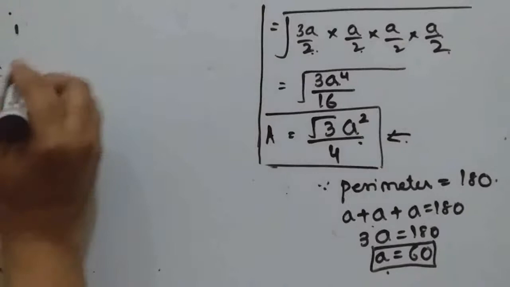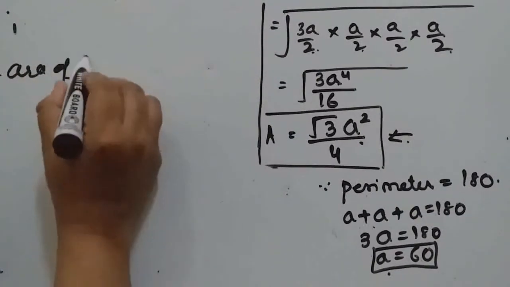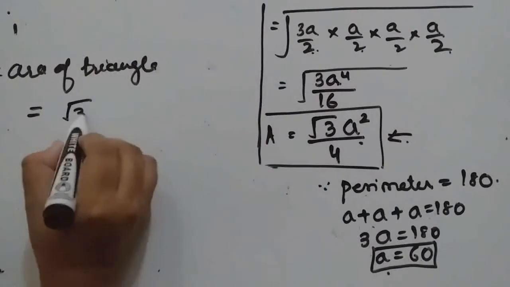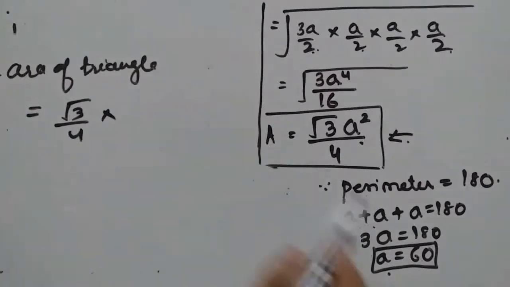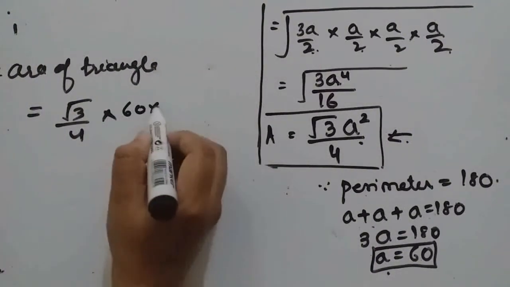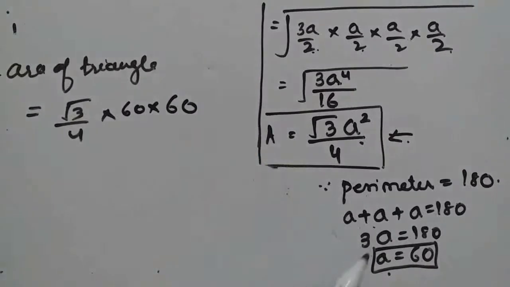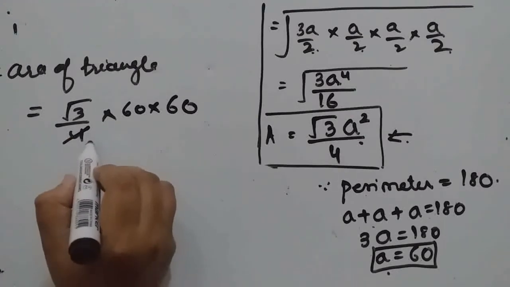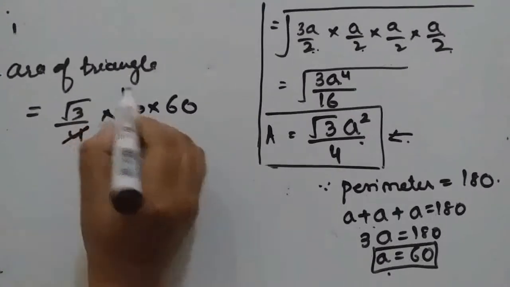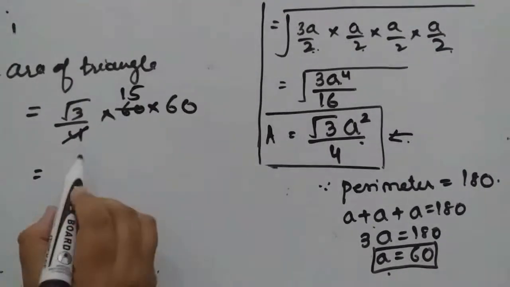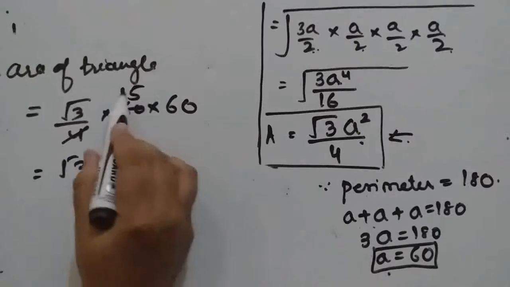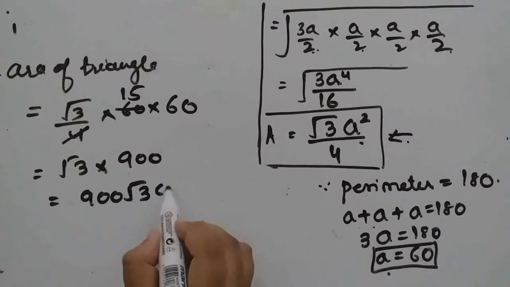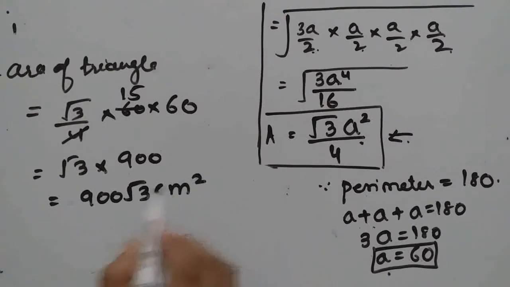So therefore, the area of the triangle is equal to root 3 by 4 into 60 into 60, isn't it? A is 60. So from 4 we can cancel here, or from 2 if you want to cancel directly. 4 ones are 4, 4 fives are 20. So root 3 into 900, isn't it? So 900 root 3 centimeter square we can write as the area.